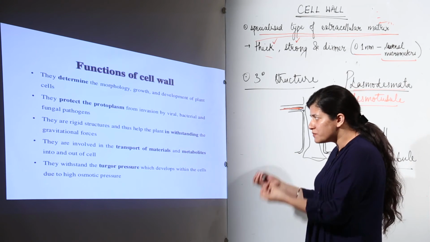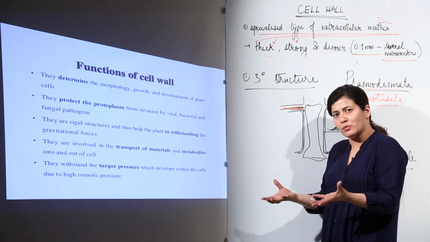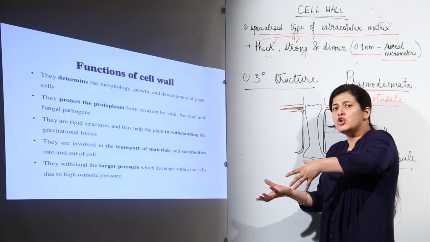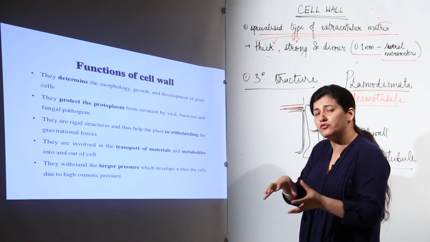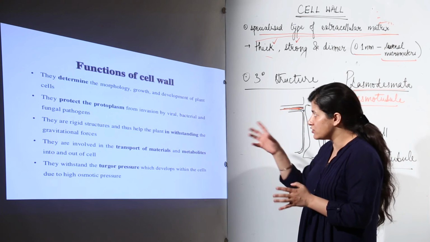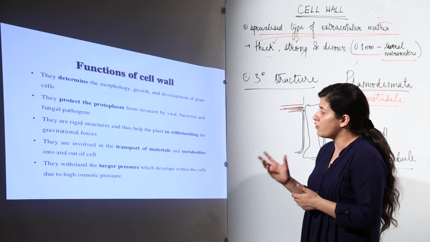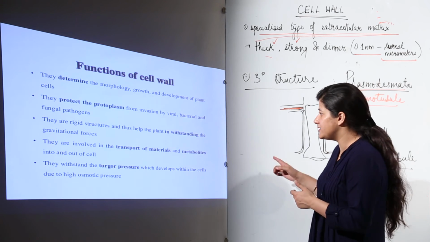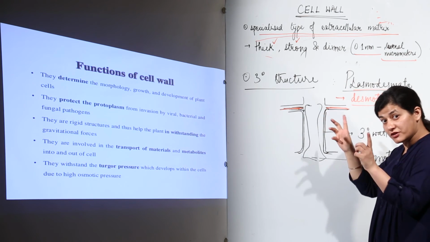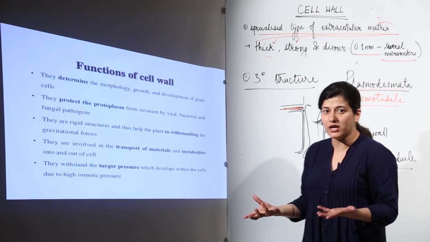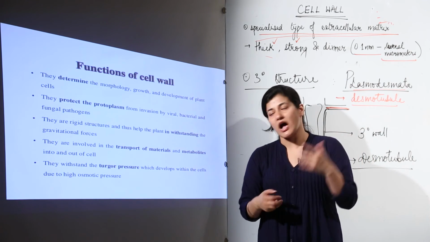Then they are rigid structures, and thus they help the plant in withstanding gravitational forces. There is not much to be explained in it, because once rigidity has been provided, there would be no unnecessary tropism that the cell would be showing. Even if it would be showing, it would be under the constraints of the cell wall. And then they are involved in transport of materials and metabolites in and out of the cell through plasmodesmata with the agency of desmotubules. And because we are talking about plant cells, desmotubules are present.